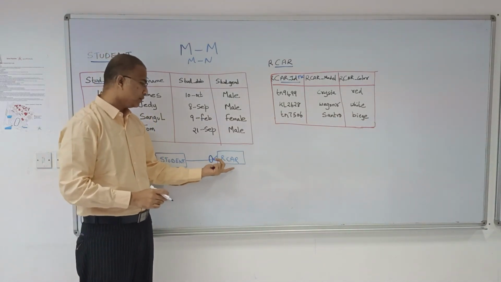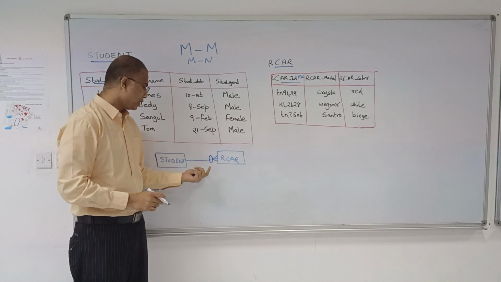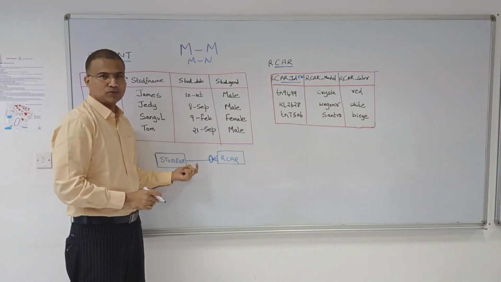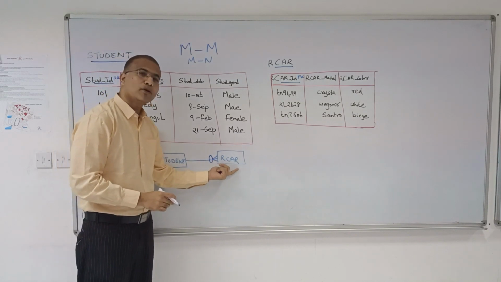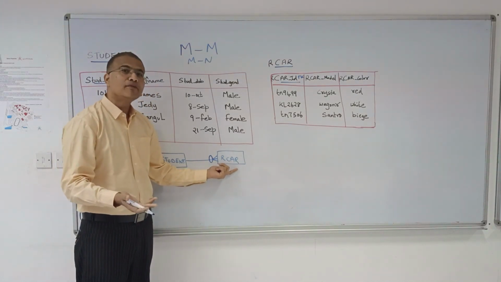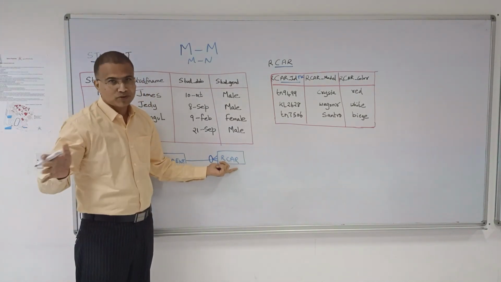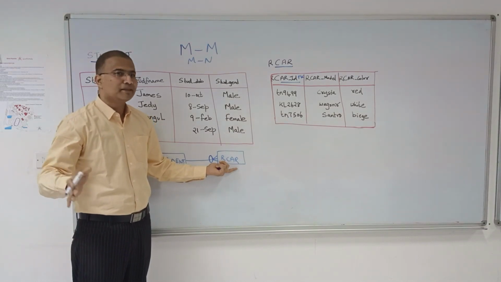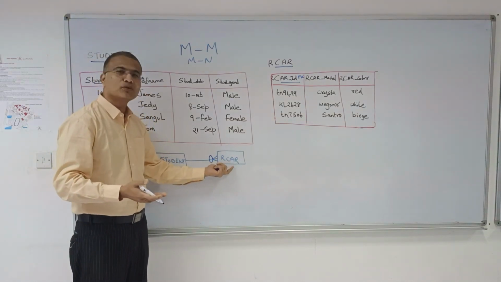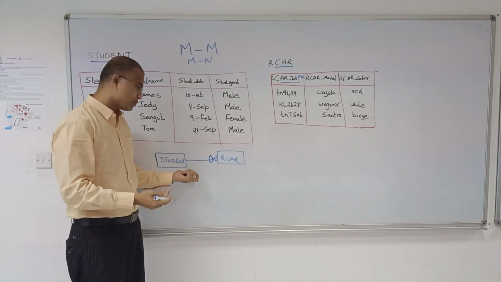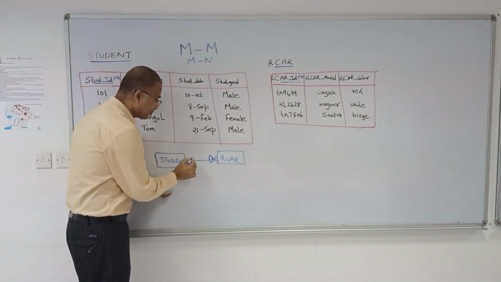Clear? So then, a car can be rented by one or more students. Okay? And if you have an old model car, a very old model car that no one wants to ride on, then obviously that car is not going to be rented by anyone. So you can have it as 0 or more.